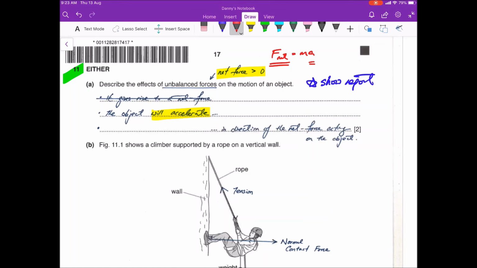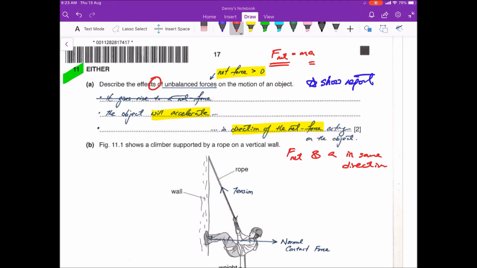And you need to extend it and let me know that the direction of your net force acting on the object is the same as the acceleration. So the second part of your Newton's second law is that your F net and a must be in the same direction. Okay, so this is 2 marks and 3 lines, and you can see the effects. So there are 2 effects.